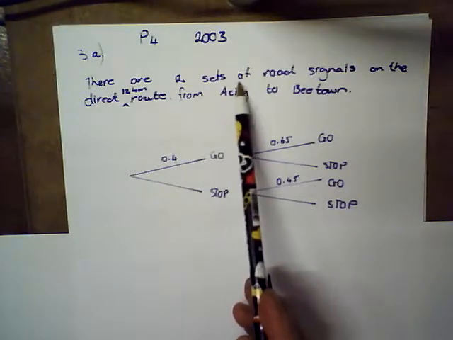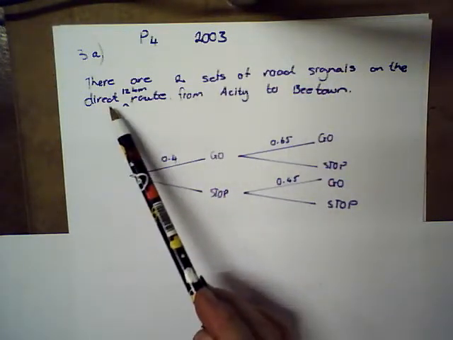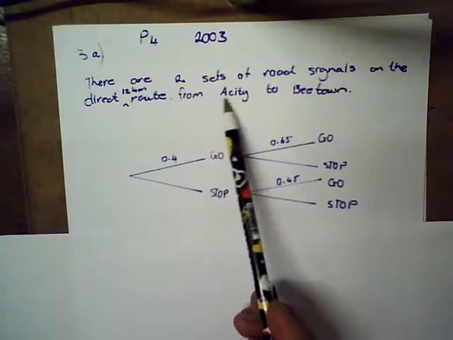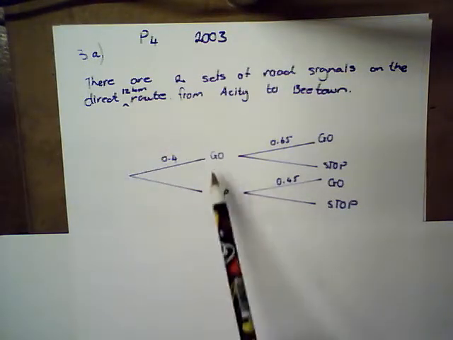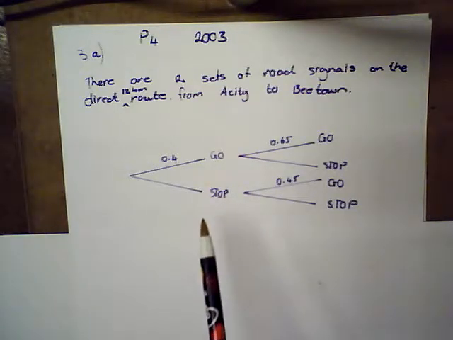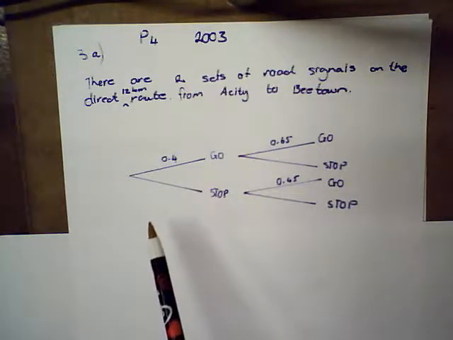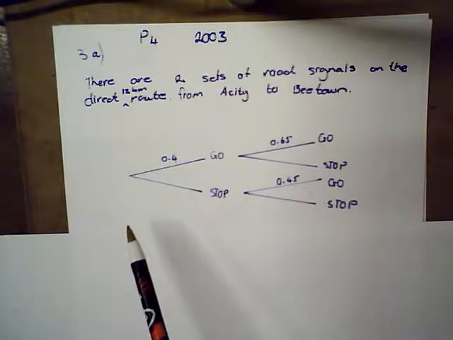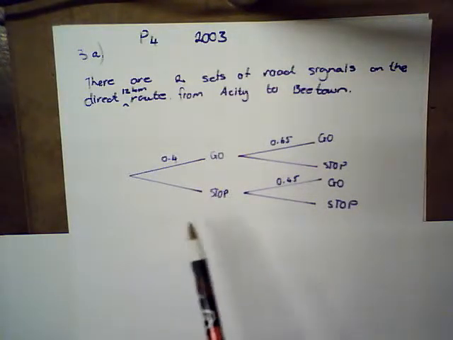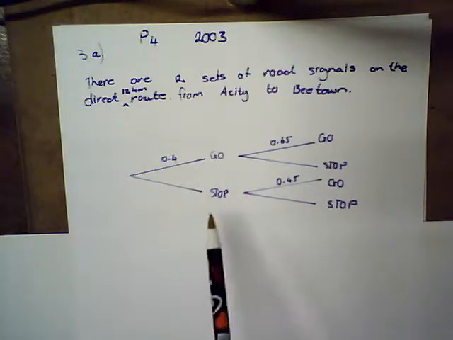There are two sets of road signals on the direct 12-kilometer route from A city to B town. The signals say either go or stop. The probabilities that the signals are go when a car arrives are shown in the tree diagram. And then they ask us to copy the tree diagram and complete it.